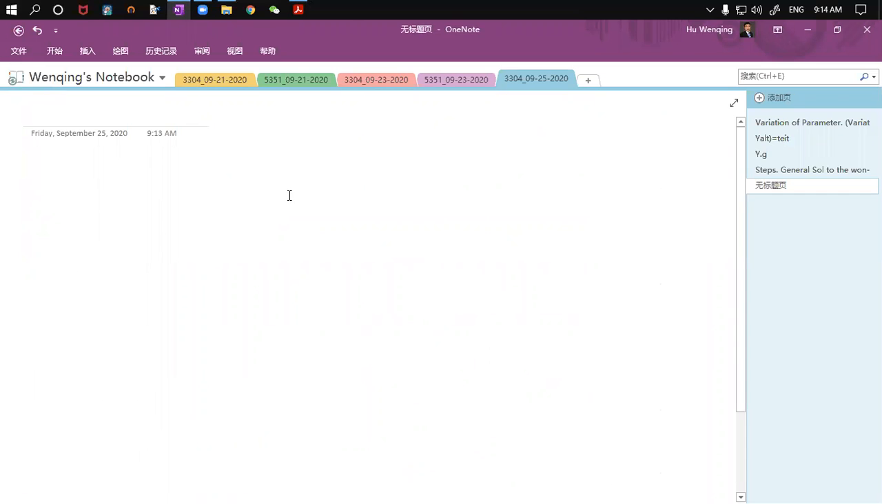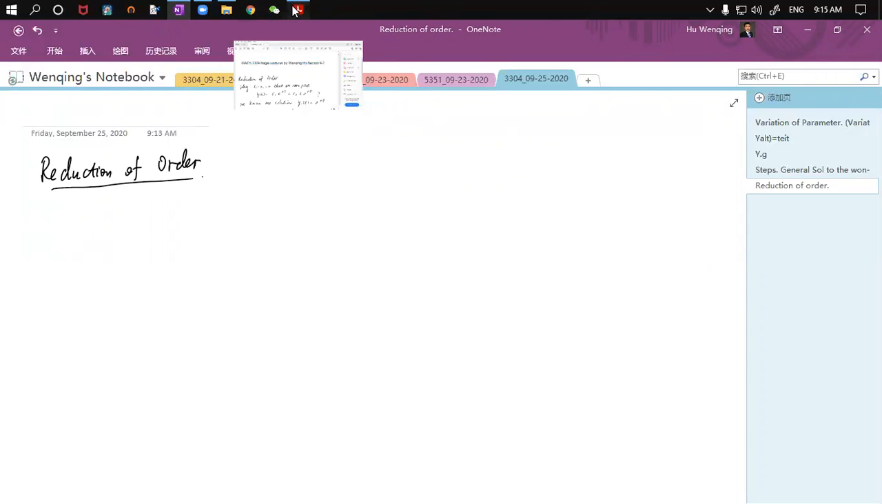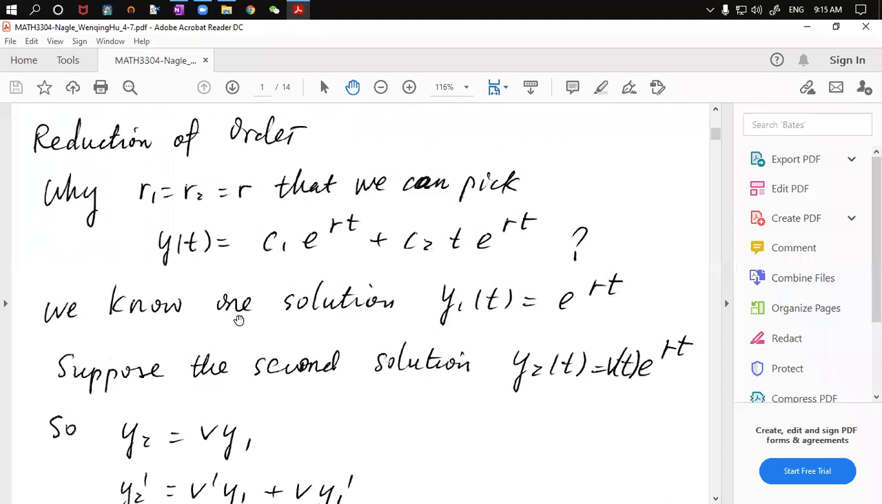Okay, so today we're going to talk about one more method. It's called reduction of order, and it is usually tested on your exam too. So it's a very important method.